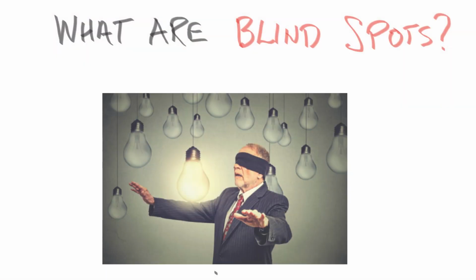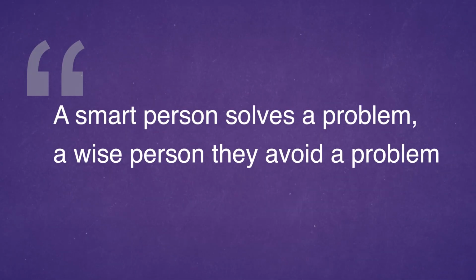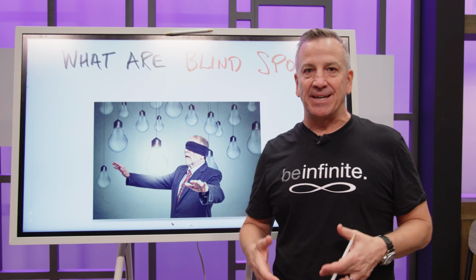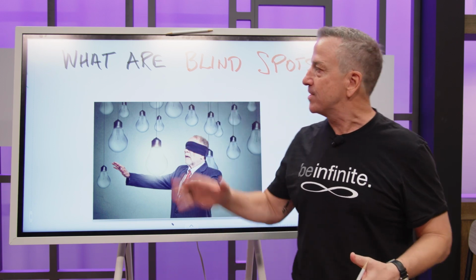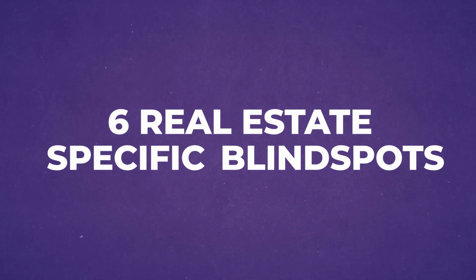So what are blind spots? We talked about this in video 1. It has a difference between smart and wise. So a smart person solves a problem. A wise person, they avoid a problem. This is very different kind of investing. So I'm not saying there's not a lot of people that are smart, but a lot of times you just don't know what you don't know. So some of you saw these in the first video. These are blind spots that I had when I first started in the industry.